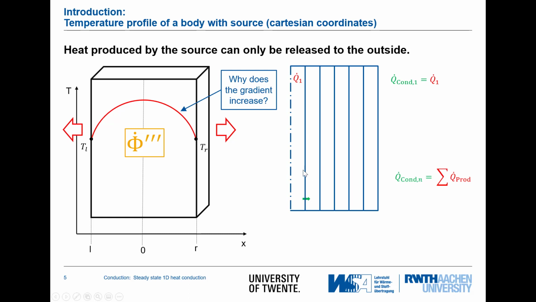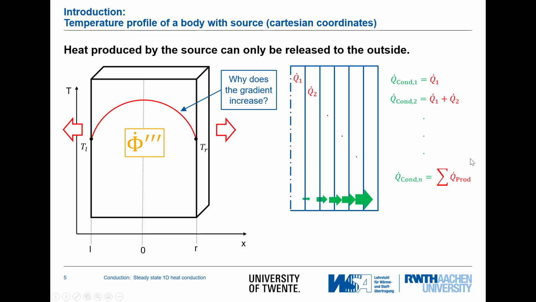So this interface of our control volume has then a heat flux Q conductive 1 is equal to the heat that is generated in this element. Now, if in the second element additional heat is generated, then the conductive part here, Q conductive 2, is equal to the sum of Q1 plus Q2. And we can follow this step further and further, and the heat flux increases.